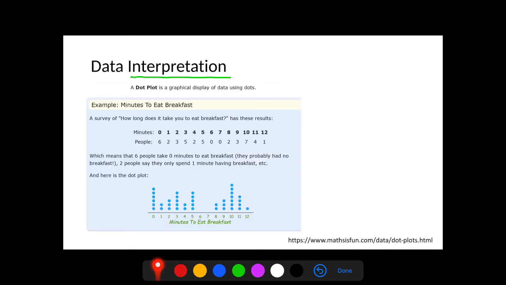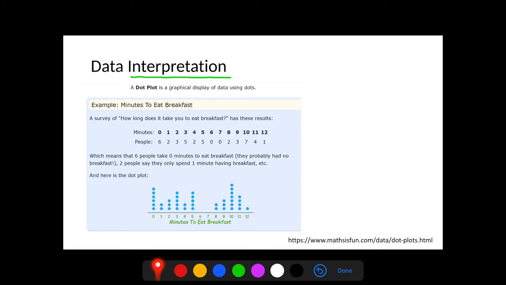Next, we'll look at data interpretation. So here with the interpretation step, we're trying to make meaning of our data. We're putting a story around our data to explain what it means. This is a dot plot. Notice that there are numbers running along the base, and each dot represents a single data point.